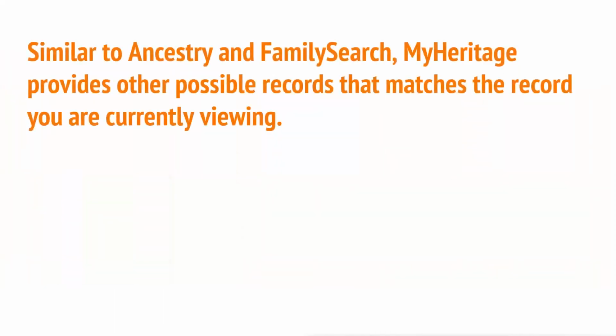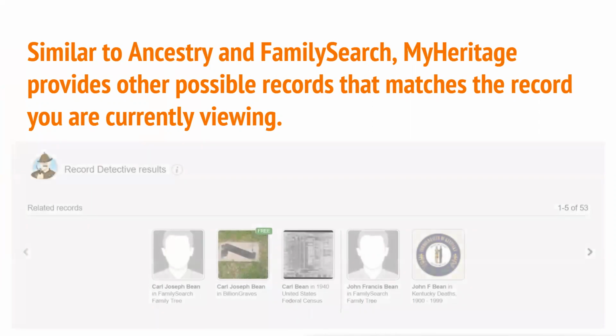We also have what MyHeritage calls Record Detective. So similar to Ancestry and FamilySearch, MyHeritage provides other possible records that match the record you are currently viewing. So this might be records that are about that person or mention that person in that record.